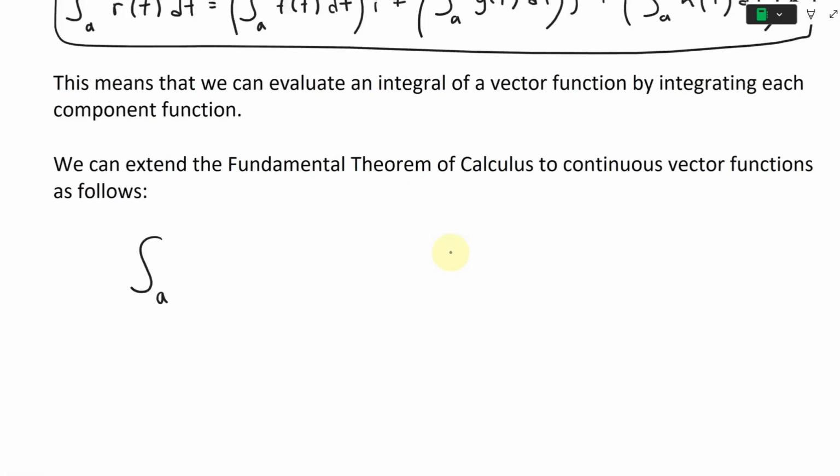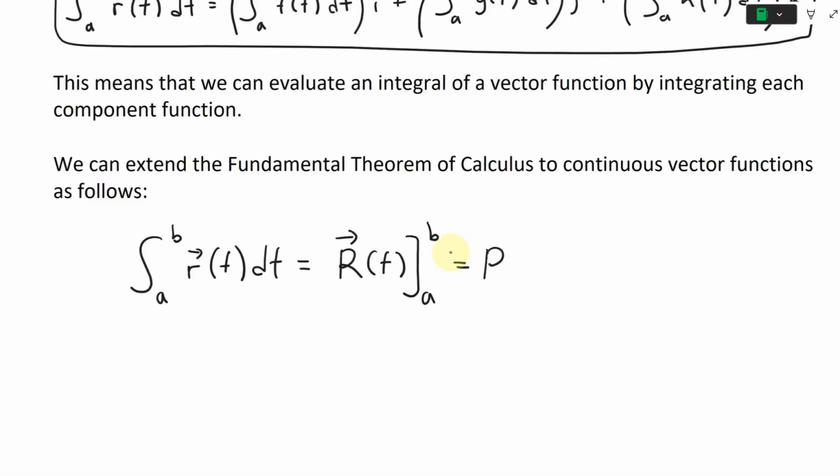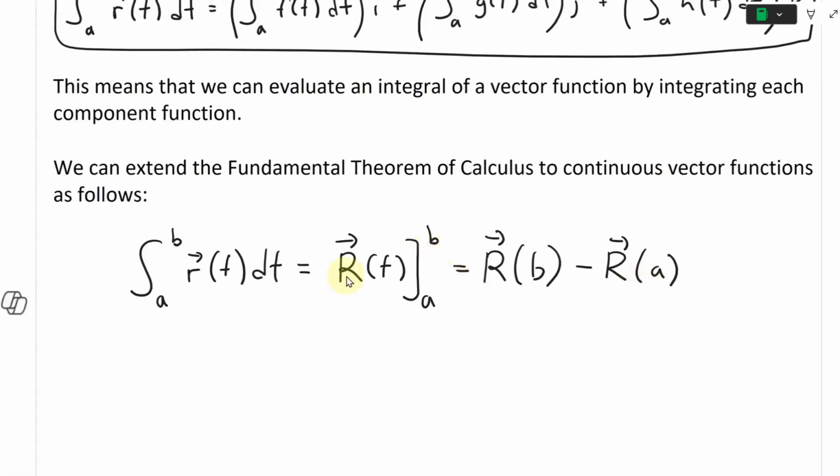Integral from a to b of the vector function r of t dt equals capital R of t, where this is the antiderivative, in other words, the integral. This is capital R of t as a vector from a to b. And again, what this equals, just to solve it, is capital R of b. This is the definite integral definition. Recall that from my other videos. And then subtracted by capital R of a. And this is the antiderivative.